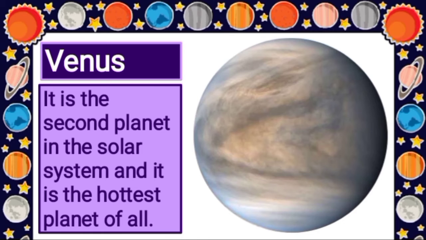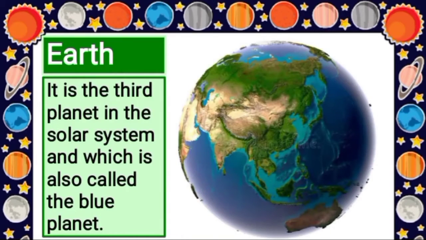and it is the hottest planet in the solar system. Now the next planet is Earth, and it is one of the 8 planets that orbit or travel around the sun in the solar system, and it is the third planet from the sun. Earth travels around the sun at an average distance of about 93 million miles, and it appears bright when seen from outer space.